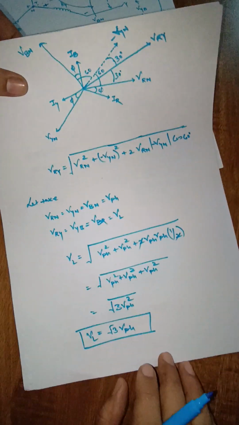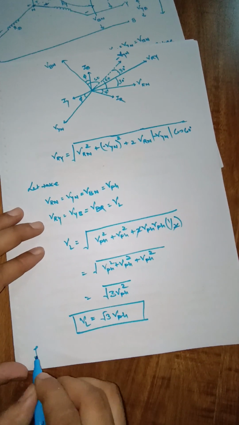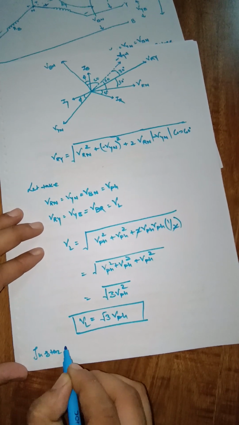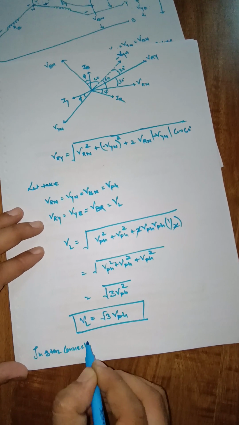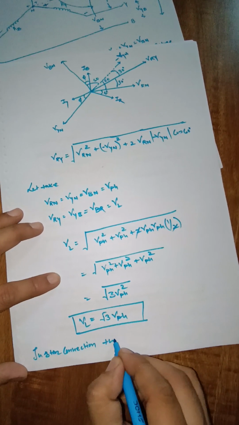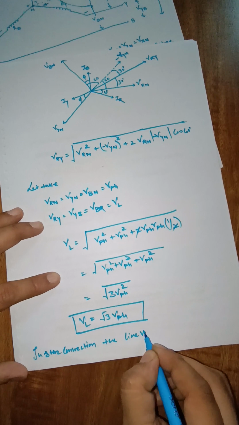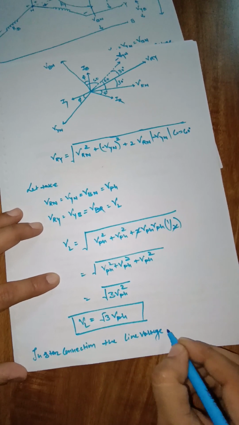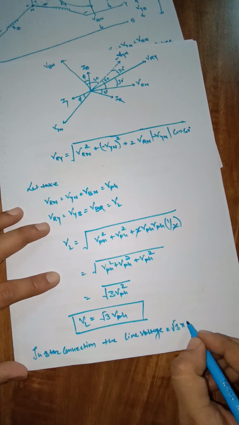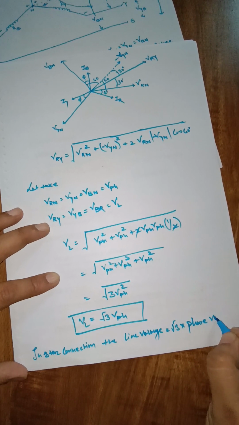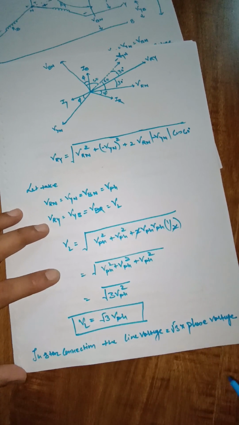So in star connection, the line voltage is equal to root 3 times of phase voltage. Clear?